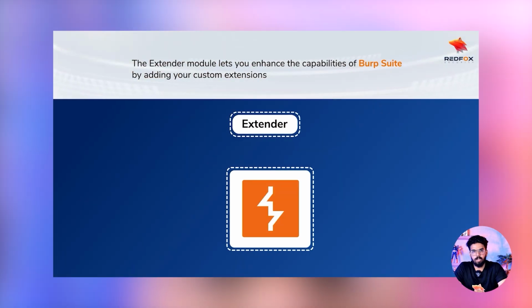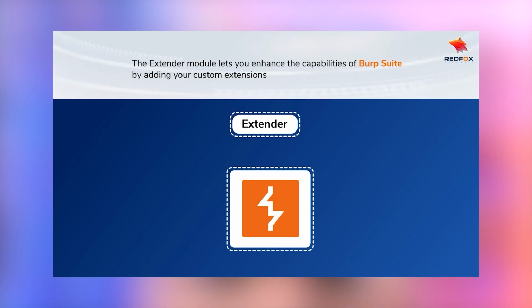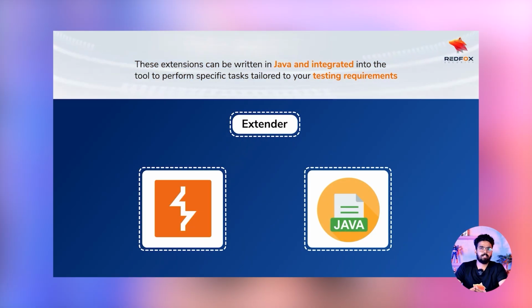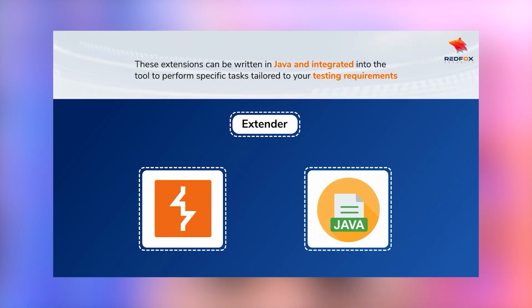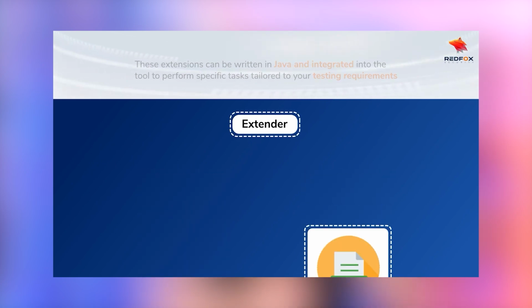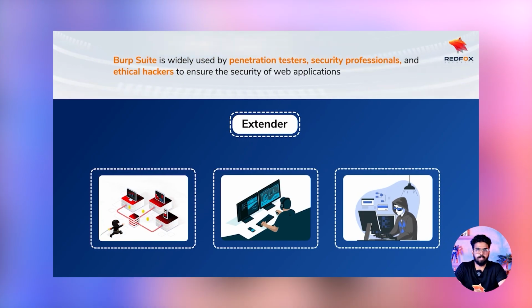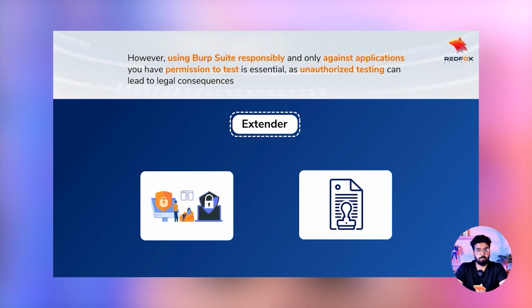Extender. The extender module lets you enhance the capabilities of Burp Suite by adding your custom extensions. These extensions can be written in Java and integrated into the tool to perform specific tasks tailored to your testing requirements. Burp Suite is widely used by penetration testers, security professionals, and ethical hackers to ensure the security of web applications. However, using Burp Suite responsibly and only against web applications you have permission to test is essential, as unauthorized testing can lead to illegal consequences.